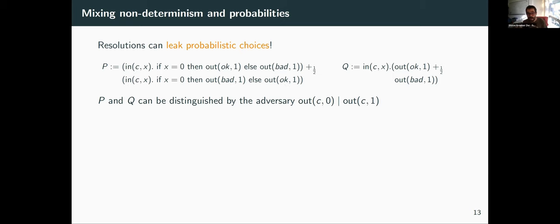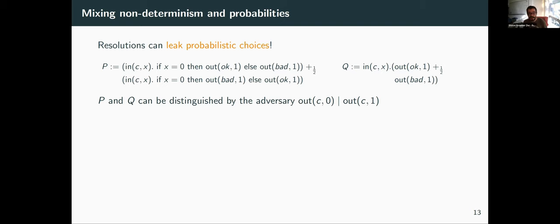So intuitively, if the attacker does not know in which of these branches we are, he cannot know whether he should send zero or one or something else, and whether he will get an output on OK or an output on bad. So intuitively, one would expect that these two processes would be indistinguishable.